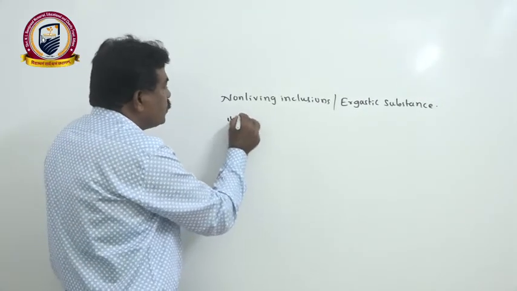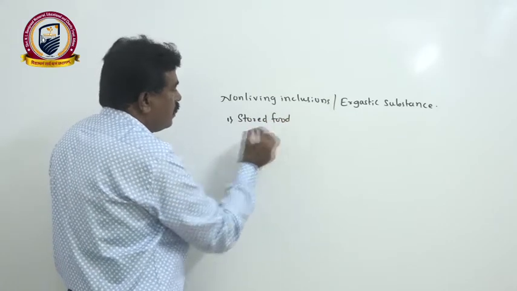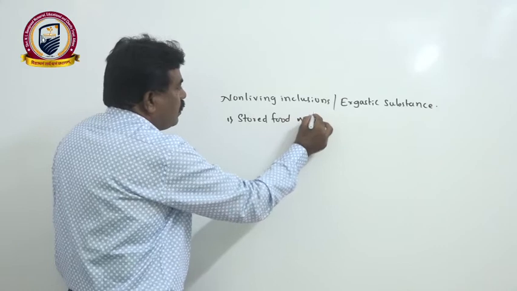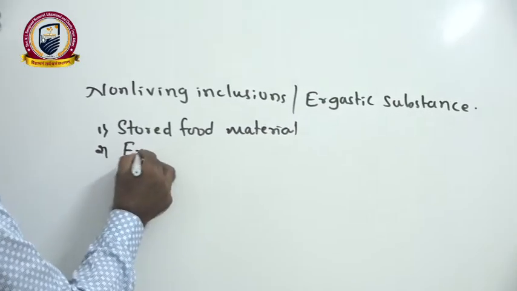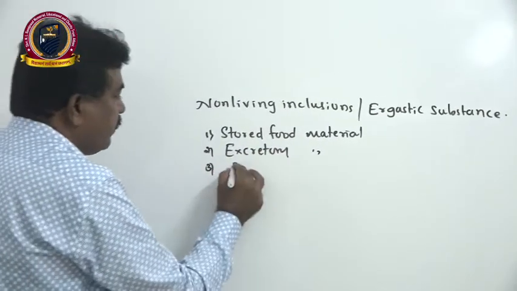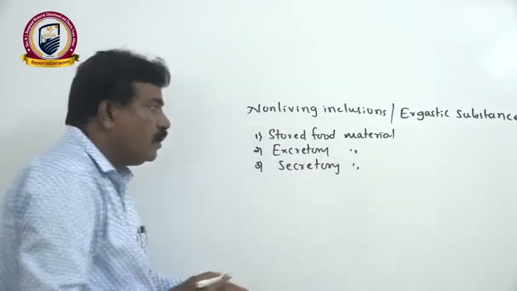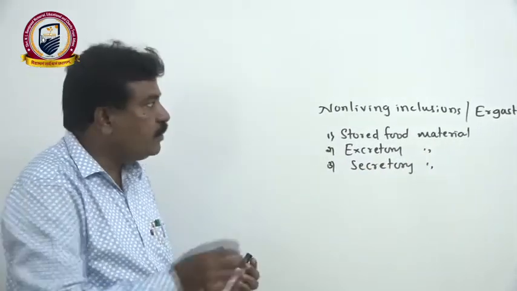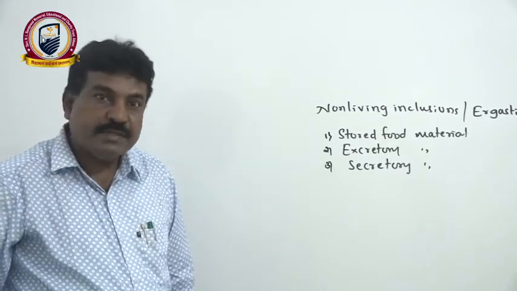They include stored food material, then excretory material, and secretory material. They are all present in the cytoplasm of especially plant as well as animal cells.